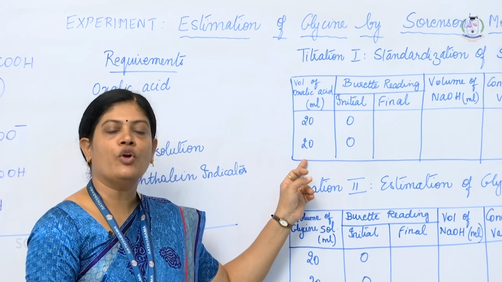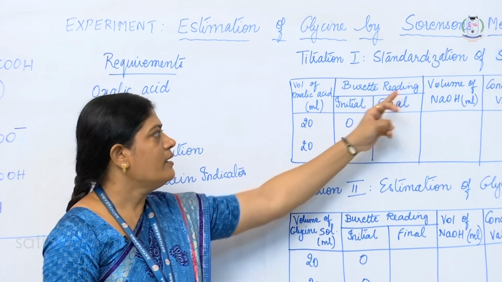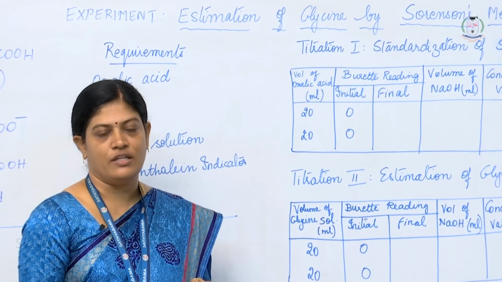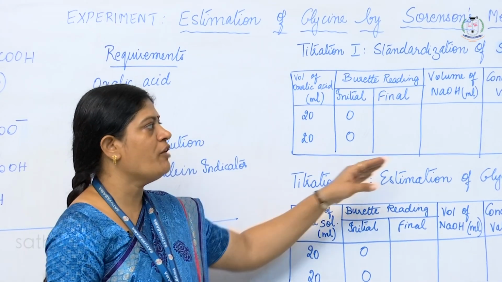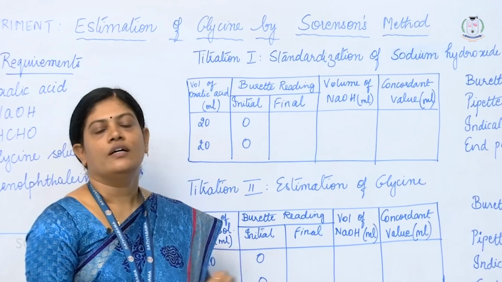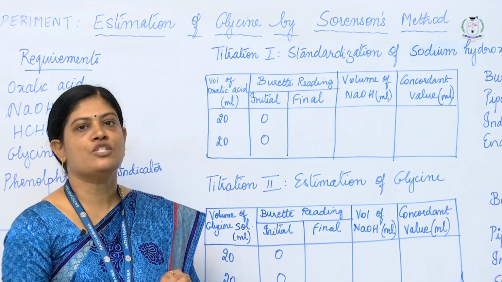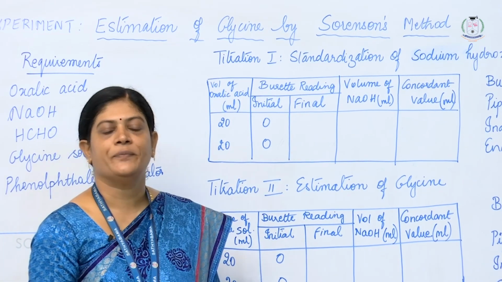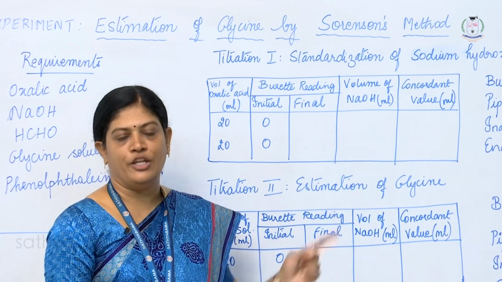We are going to pipette out 20 ml of oxalic acid, and in the burette we are going to take the given sodium hydroxide solution. The titration is carried out between the two using phenolphthalein as the indicator. At the end of the titration, there will be a slight appearance of pink color, and that is going to be the end point of the titration. The titration is repeated to get the concordant value.